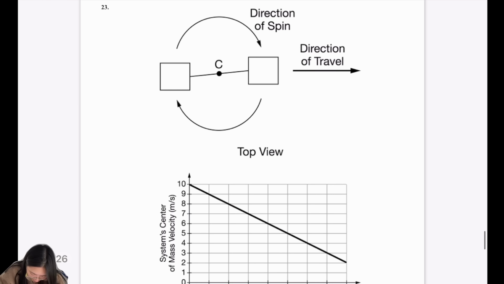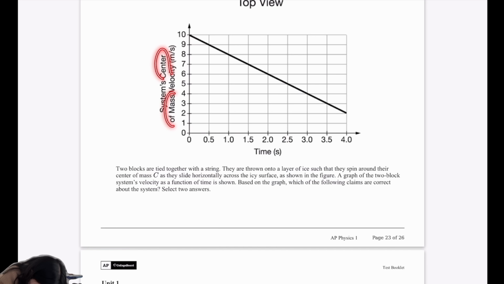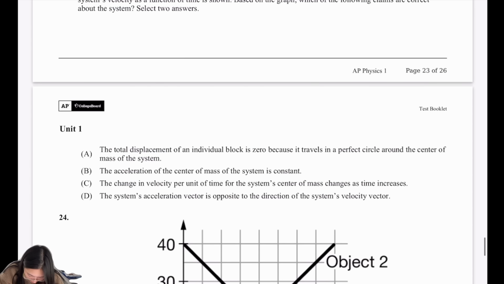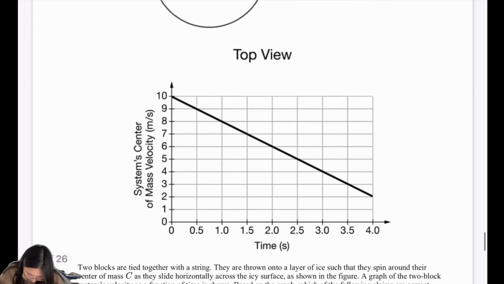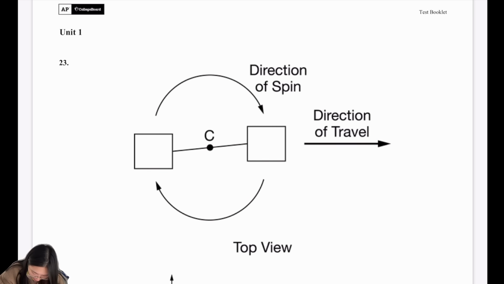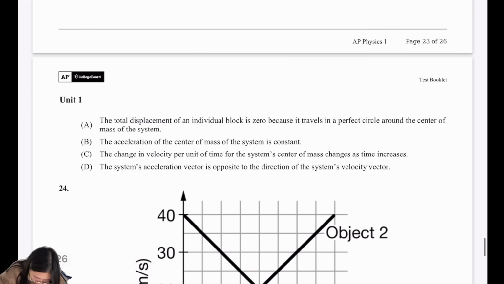Okay, and the direction of that. So they are spinning, and then it's moving to the right at the same time. And this shows the system's center of mass velocity. So its velocity is gradually decreasing. A: The total displacement of an individual block is 0 because it travels in a perfect circle around the center of the mass of the system. So that's not 0 because while it's spinning around, it's also moving toward the right. So it's moving along this track. So its displacement is not going to be 0.